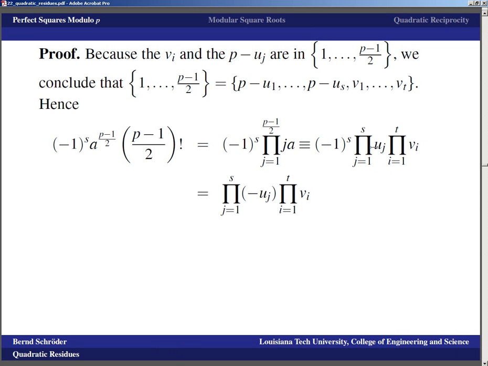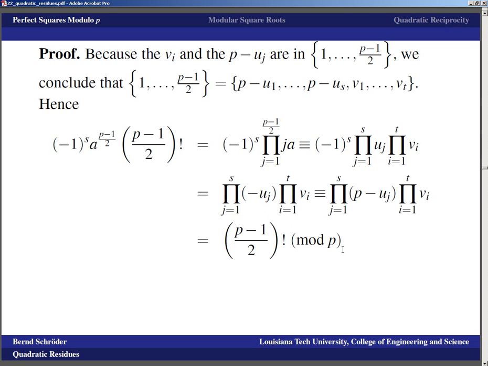Well, now I can put the negative sign in with the u_j's, right? So that's the same as the product of the negative u_j's times the v_i's. And of course, then modulo p again, the negative u_j is the same as p minus u_j. But now I know that this product, by what we had just shown up here, is just (p minus 1) over 2 factorial. And look, that's the same as this (p minus 1) over 2 factorial here.